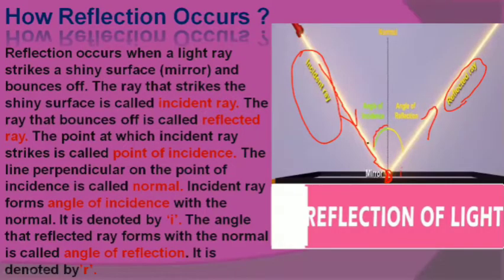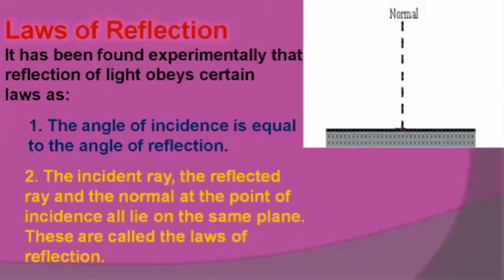Okay, so the angle of incidence is denoted by small i, and the angle of reflection is denoted by small r. You have to keep these terms in mind while we study image formation.